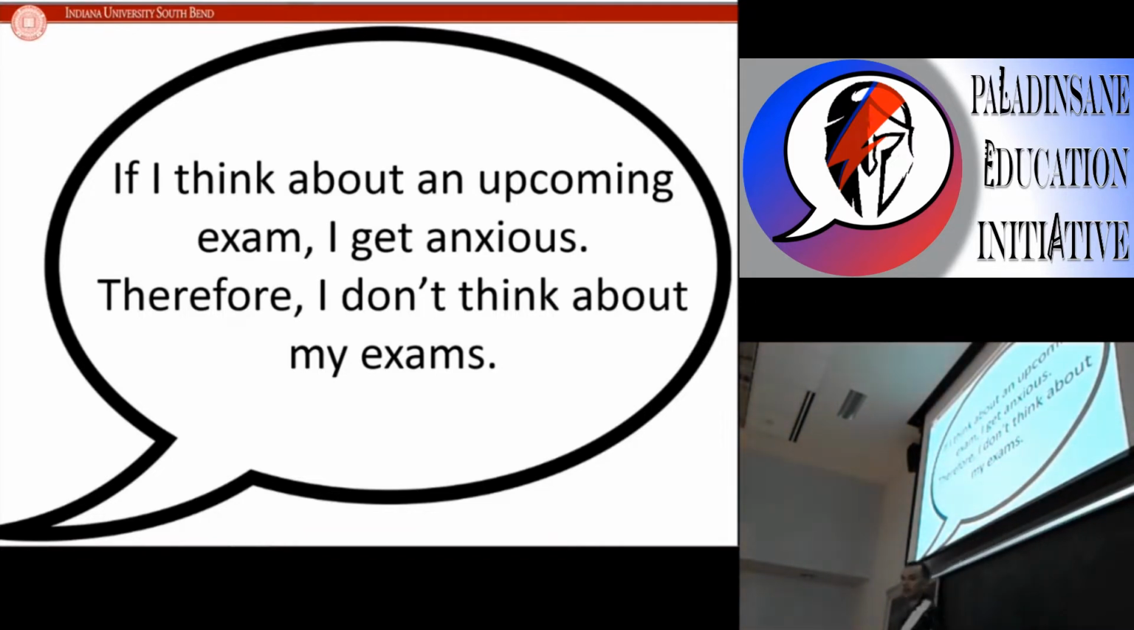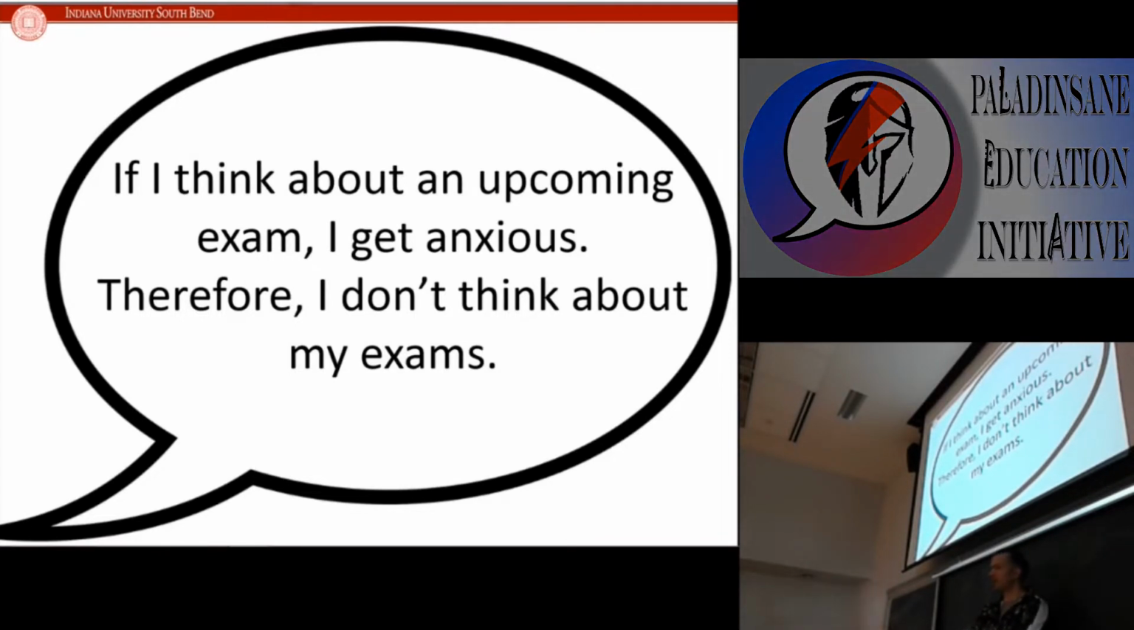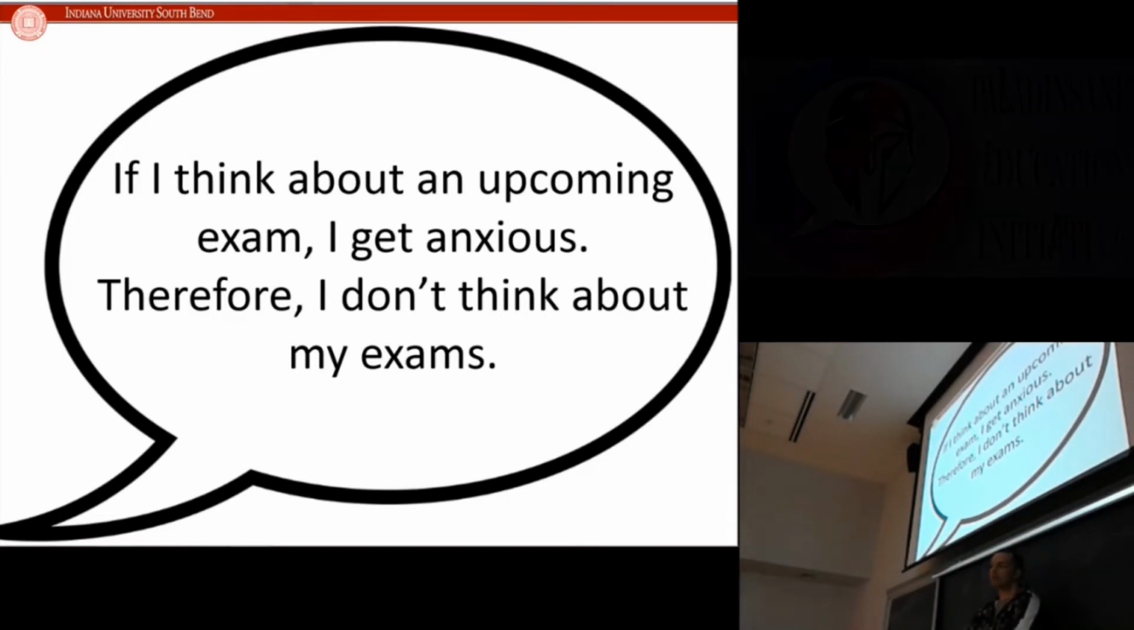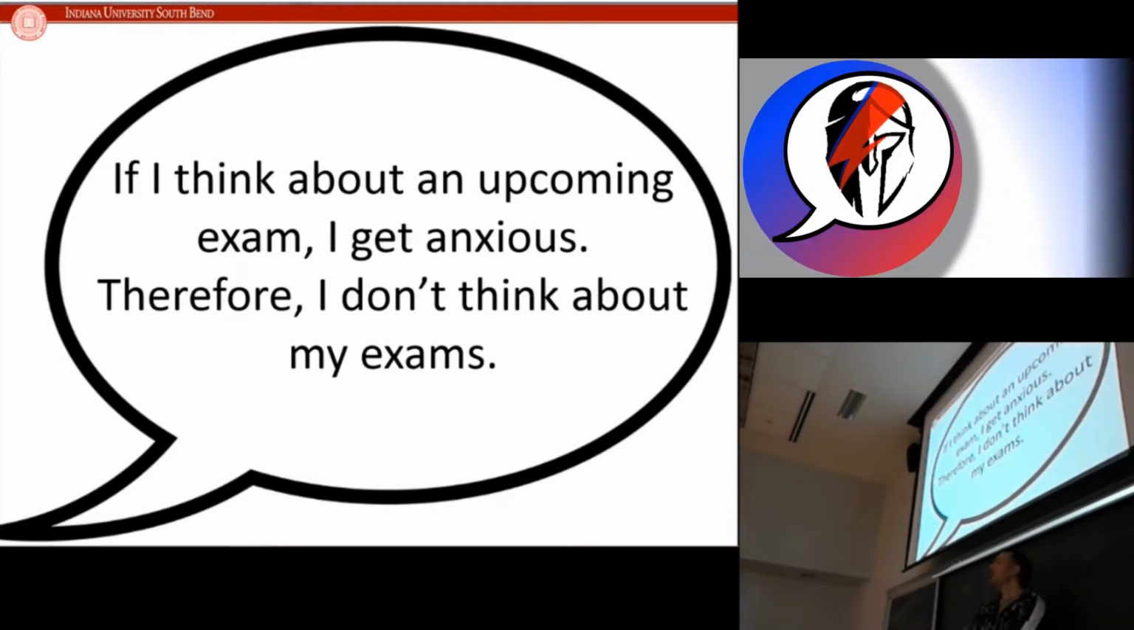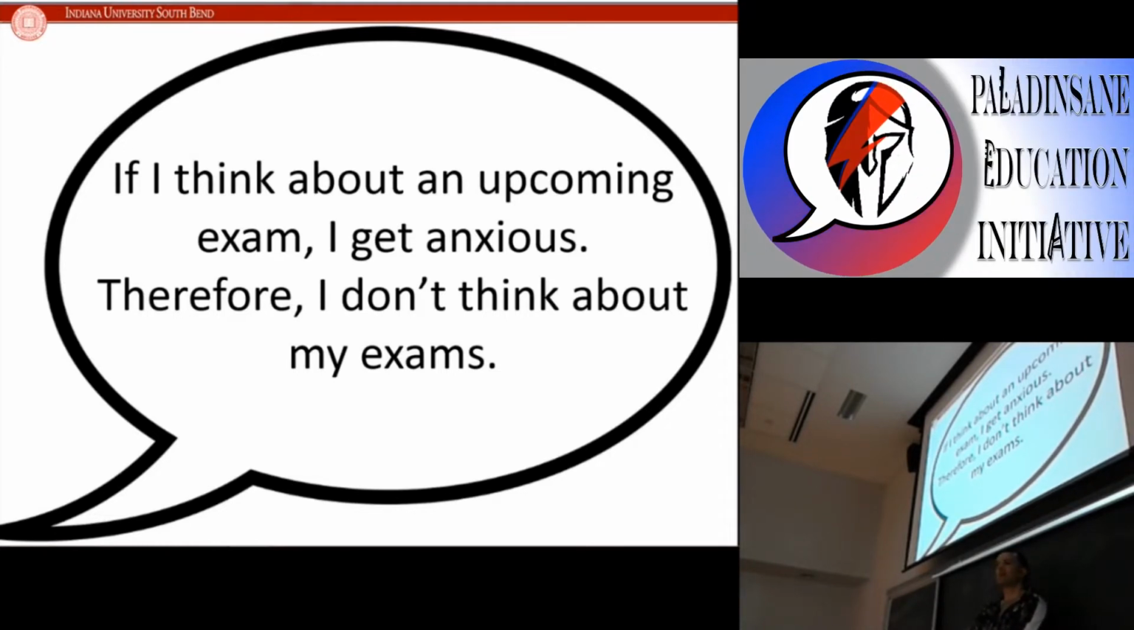If I think about an upcoming exam, I get anxious. Therefore, I don't think about my exam. So what is the behavior that has changed? Thinking about exams. So the behavior that has a consequence, another way to think about it, is thinking about the exams. Step two, has thinking about the exams increased or decreased? It's decreased. So decreased means punishment. So we know that it's our first punishment contingency.